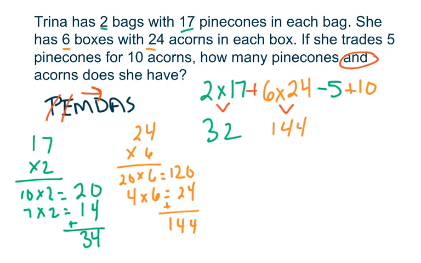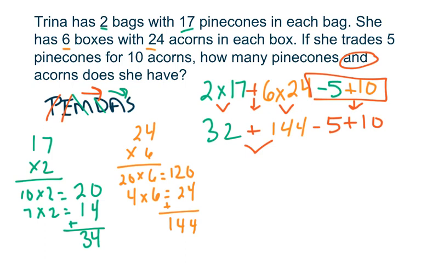And then I need to bring everything down. So I have my addition sign, and I have my minus 5 plus 10. And that comes on down. I go back to order of operations. It's still asking me for multiplication and division. I've taken care of both of those, so I'm going to cross those out. And now I'm going to solve addition and subtraction in the order that I see it. So I'm going to have to go ahead and start with my addition right here. 34 plus 144. And I get 178.